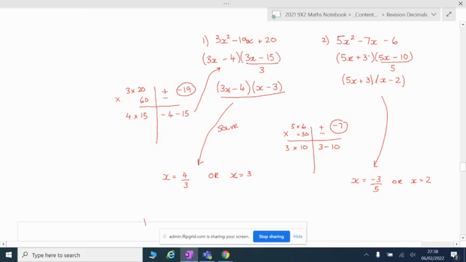Here, 5 times 6 is 30, so I was looking for 2 numbers that times to make 30 that add or take away to make minus 7. I came up with 3 and minus 10, so I put those numbers in there. I realized the second bracket divided by 5 to make x minus 2. The first bracket didn't change, and solved it there. Okay, that's the end of that.